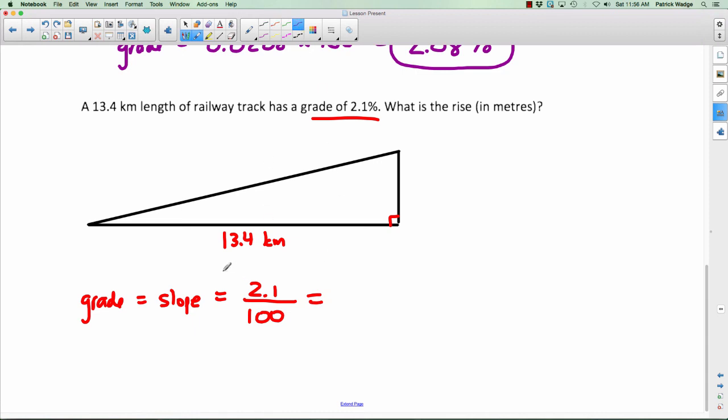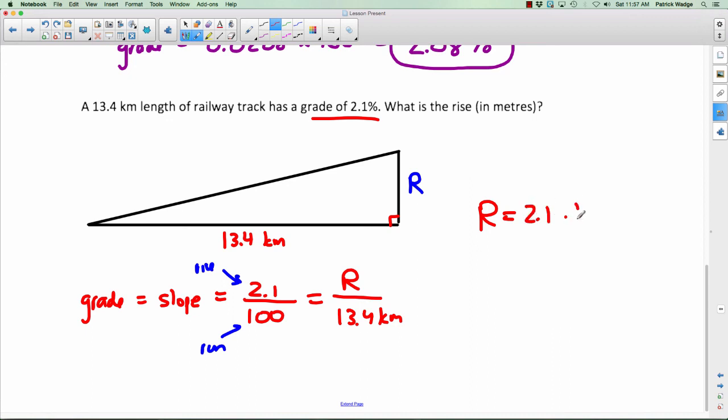This is your slope. In other words, this is your rise. This is your run. What are you trying to find in this question? You're trying to find the rise. So I'll put an R here. You're trying to find that amount right there. But look, we already know the run. So we don't know the rise, but we do know the run is 13.4 kilometers. And now we can cross multiply. How do we do it? We go R equals 2.1 times 13.4 times, I guess, and then divide it by 100.